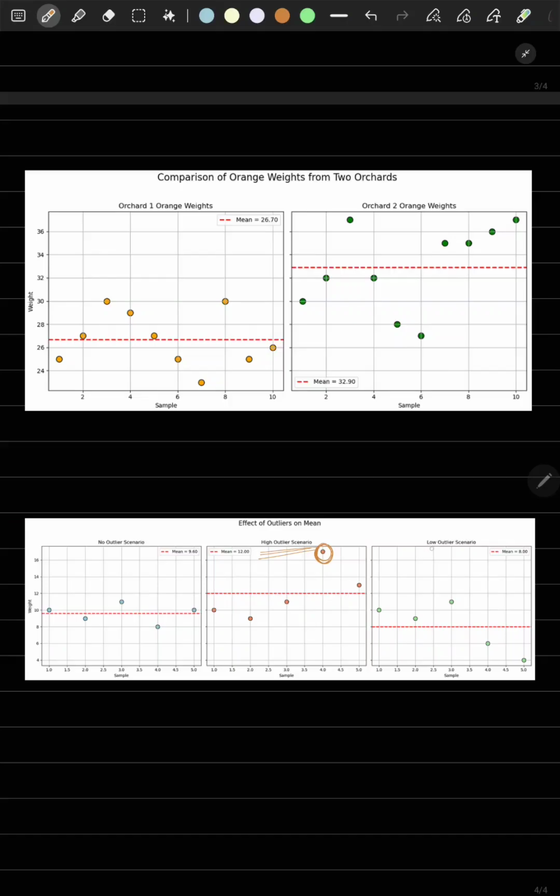Now, if you see the third plot, which is the low outlier scenario, you can see that this plot has two outliers which are on the lower side as compared to the other numbers, and these two outliers are responsible for pulling down the mean dotted line, which is the arithmetic mean line or the average line, right? So we can conclude that if the outliers are on the lower side, they will be responsible for pulling down the average towards themselves.